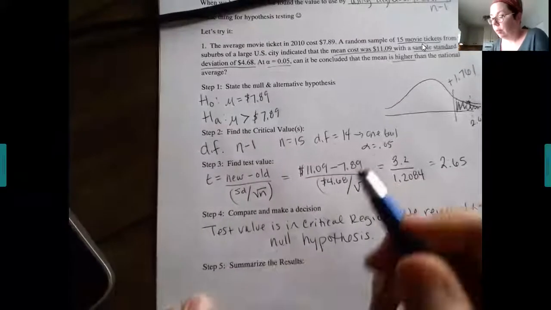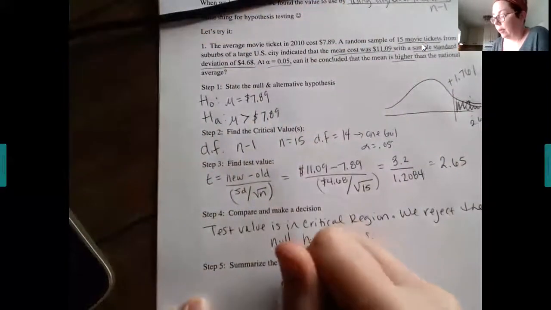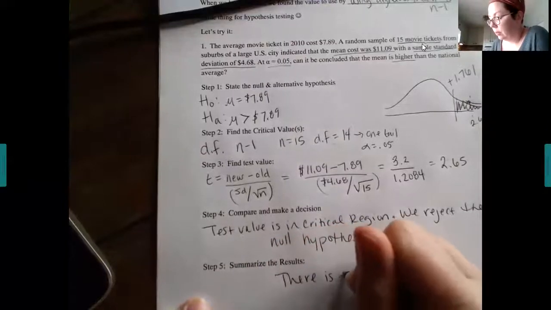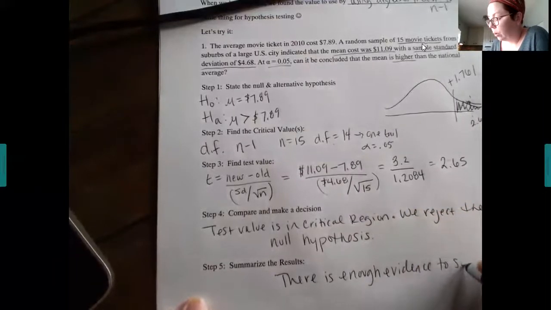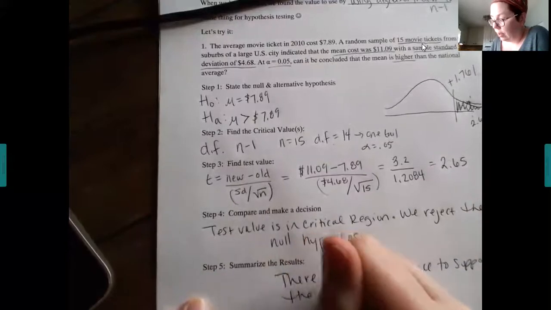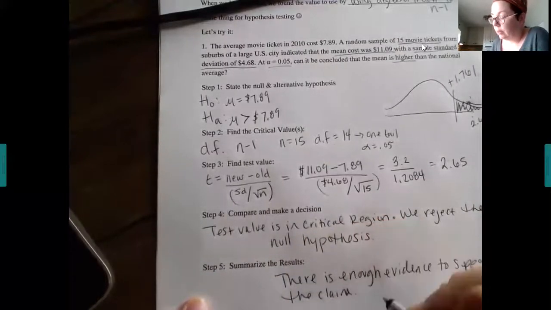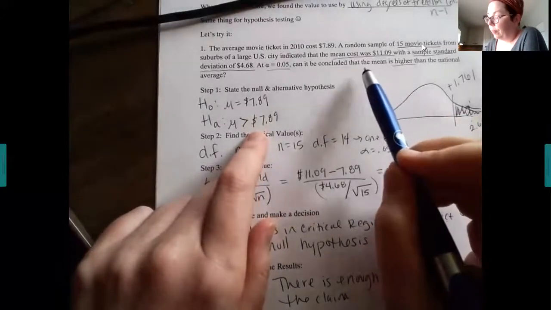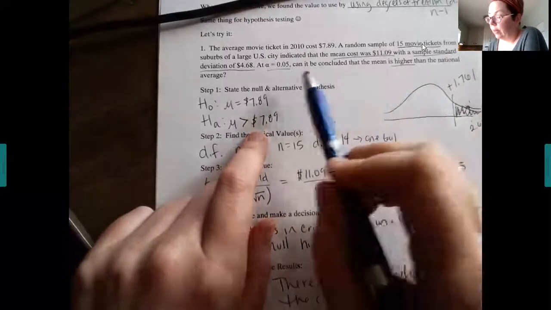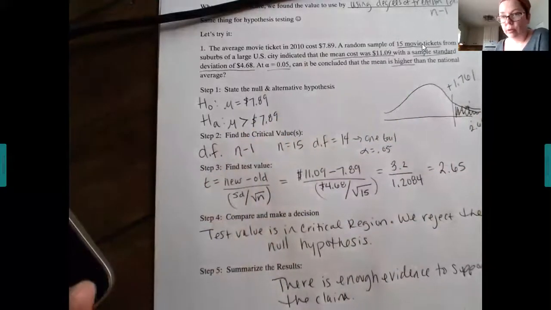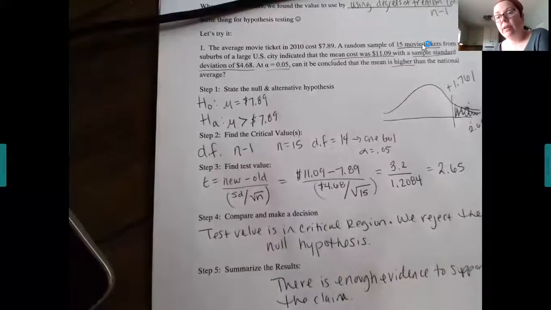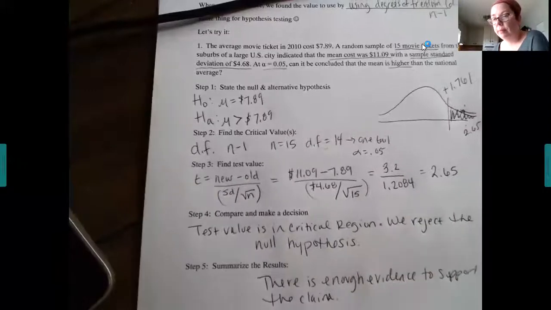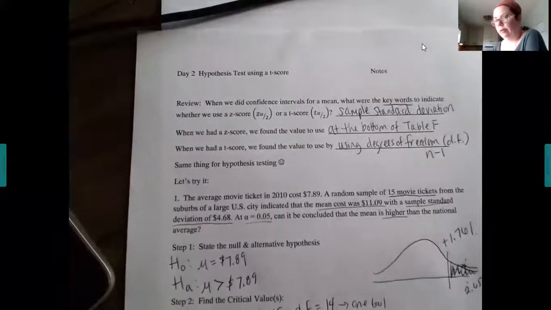So if we reject the null, it means we're like, adios. He's saying that there is enough evidence to support the claim. And again, what is the claim? The claim is that the average is higher than the national average. So this suburb, or from the suburbs of a large U.S. city, that their average is significantly higher than the national average. Okay. And yeah, $11 is pretty, I don't know, kind of expensive.